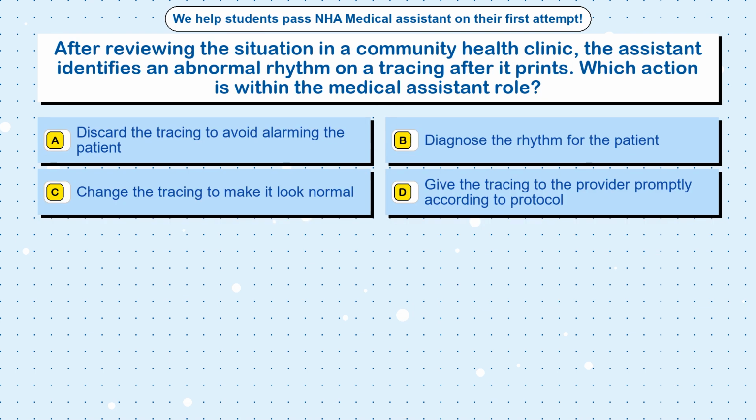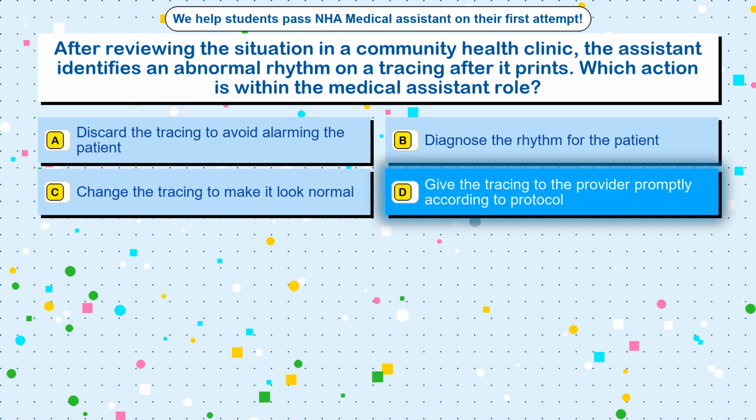Question 10. After reviewing the situation in a community health clinic, the assistant identifies an abnormal rhythm on a tracing after it prints. Which action is within the medical assistant role? Option A. Discard the tracing to avoid alarming the patient. Option B. Diagnose the rhythm for the patient. Option C. Change the tracing to make it look normal. Option D. Give the tracing to the provider promptly according to protocol. The correct answer is option D.